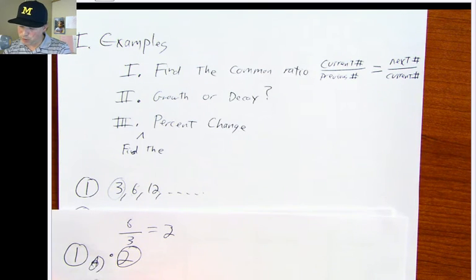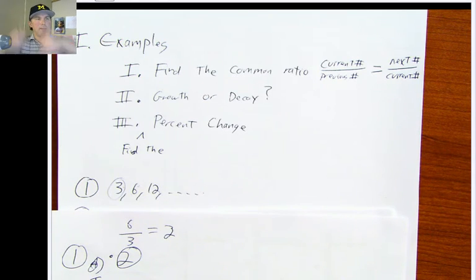Part 2. Is this a growth or a decay? If the numbers are getting bigger, it's a growth. If the numbers are getting smaller, it's a decay. 3, 6, 12, bigger, bigger, bigger, growth.